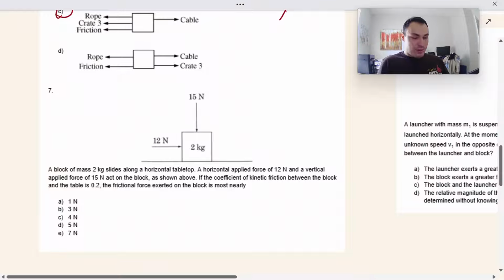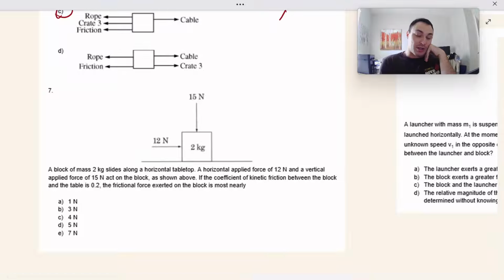All right, moving on. Question 7: a block of mass 2 kilograms slides along a horizontal tabletop. A horizontal applied force of 12 newtons and a vertical applied force of 15 newtons act on the block, as shown above. If the coefficient of kinetic friction between the block and the table is 0.2, the friction force exerted on the block is most nearly.